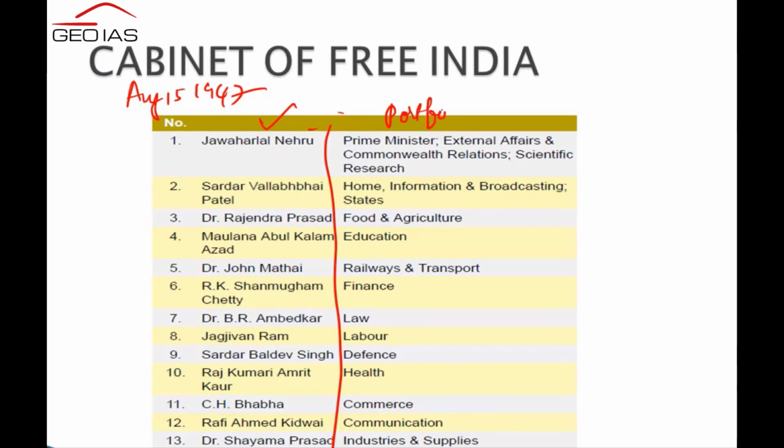So by this we have completed the historical underpinnings of India. Later on we will discuss the framing of the constitution and the importance of the constitution in the next lecture.